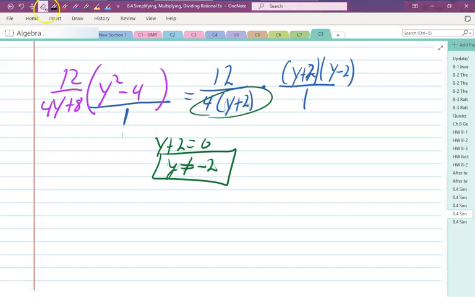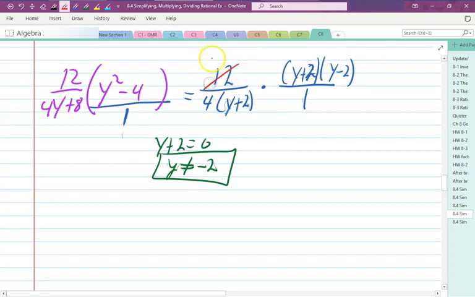Now I can continue with the problem, and before I multiply, I look for things to cancel. I have a 12 on top and I have a 4 on the bottom. That can reduce to 3 over 1. I have a y plus 2 on top and I have a y plus 2 on the bottom, which can cancel out. Y minus 2 on top and nothing left to cancel. Now most of you will probably do this in your head, but I'm going to go ahead and rewrite it for completion.